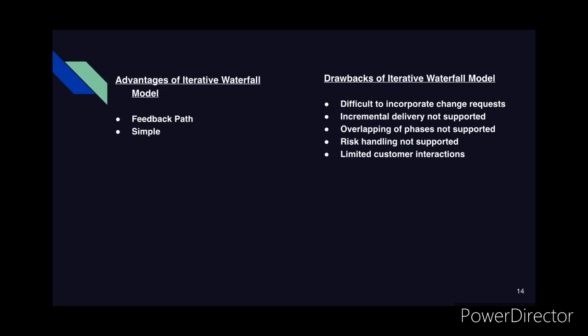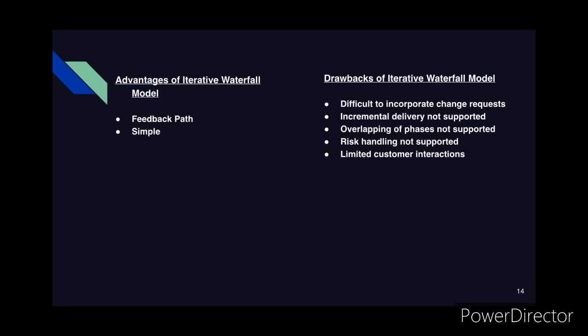The same drawback is there in the iterative waterfall model, because while developing the software, first we have to complete all the phases and then we have to deliver the final software to the customer. Then only we can go to the different phases, but during the development process itself, the phases cannot be overlapped. Fourth, risk handling is not supported. If any uncertainty or any interruption occurs, that is not supported in this model.